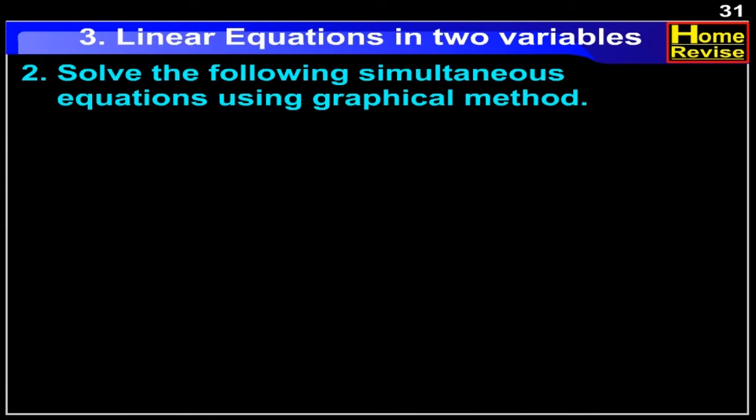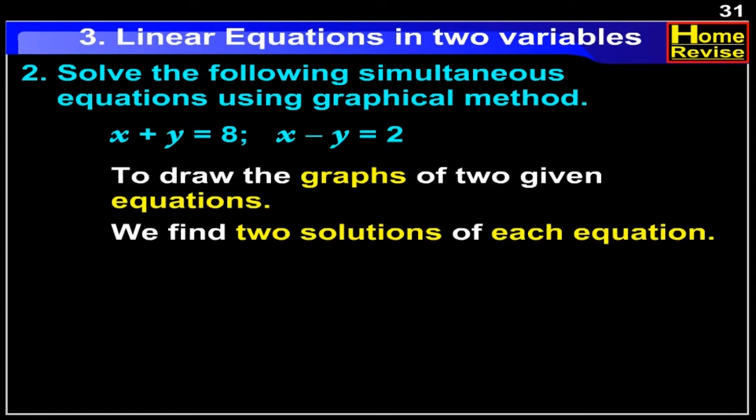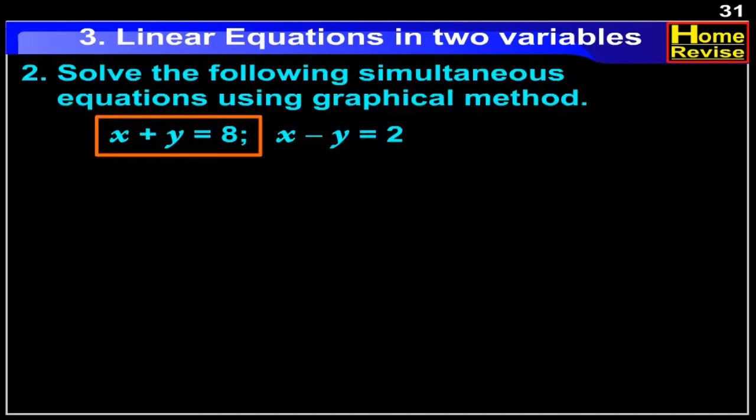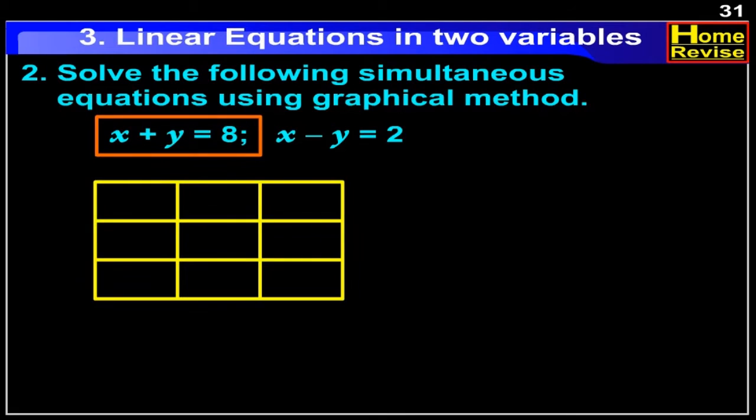Solve the following simultaneous equations using the graphical method. Number 1. x plus y is equal to 8 and x minus y is equal to 2. Graph each equation. For that, we need to make the tables. Draw the table. In the first column, write x, y and x comma y.